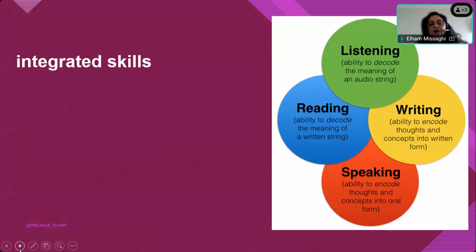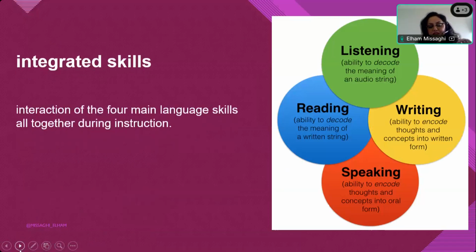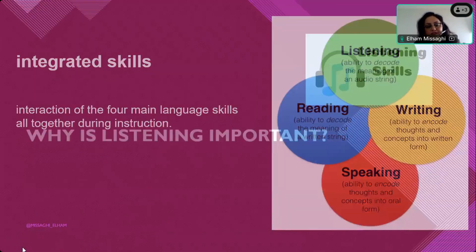Bravo. So that we call integrated skills. Interaction of the four main language skills all together. So when you plan, it's impossible to say, today I only want to teach grammar, only I want to teach listening. It's impossible. So we call it integrated skills. So even your assignment for four skills is integrated skills. How you use listening to improve their speaking, how to use reading skills to improve your students' writing skills.